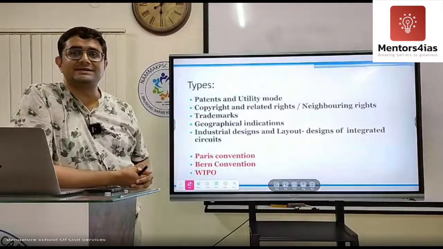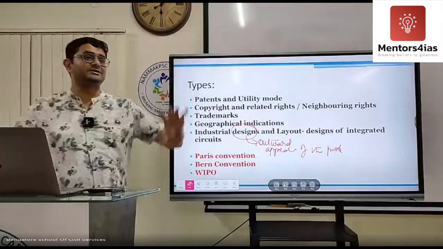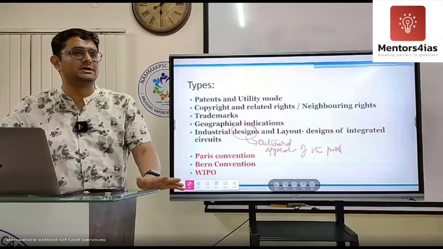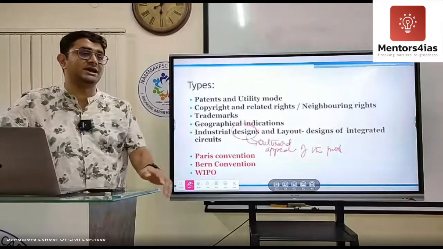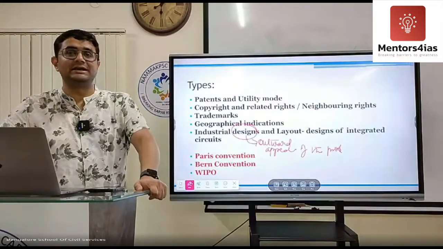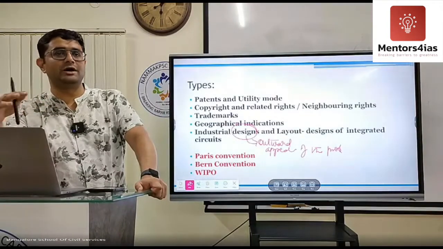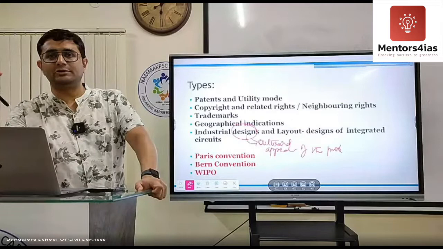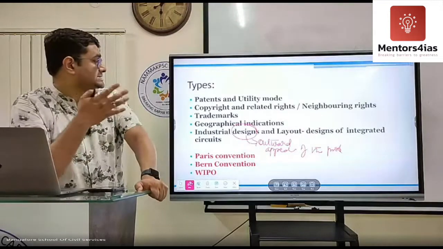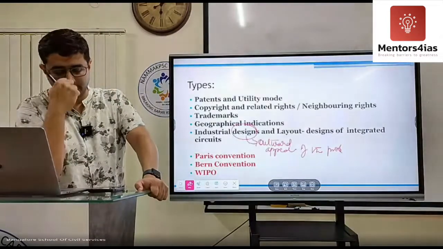Next is industrial design and layout. Industrial design is basically the outward appearance of the product, its shape, like cars, mobile phones, anything. The way it looks can be protected under industrial design. Similarly, you have layout design of integrated circuits. You have technological hardware, and within that you have circuits arranged in a particular way to perform certain functions. That also can be protected by layout design of integrated circuits. So industrial design and layout design of integrated circuits are also protected.